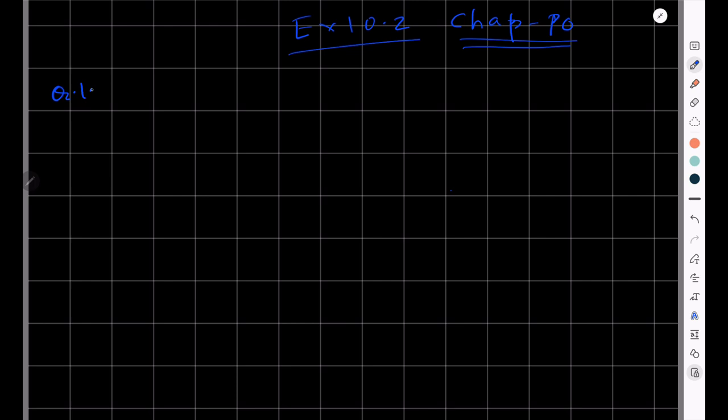There are 2-3 questions which are multiple choice, but to tackle each and every question, we need to make some diagrams and do some thinking. So let us take it one by one.